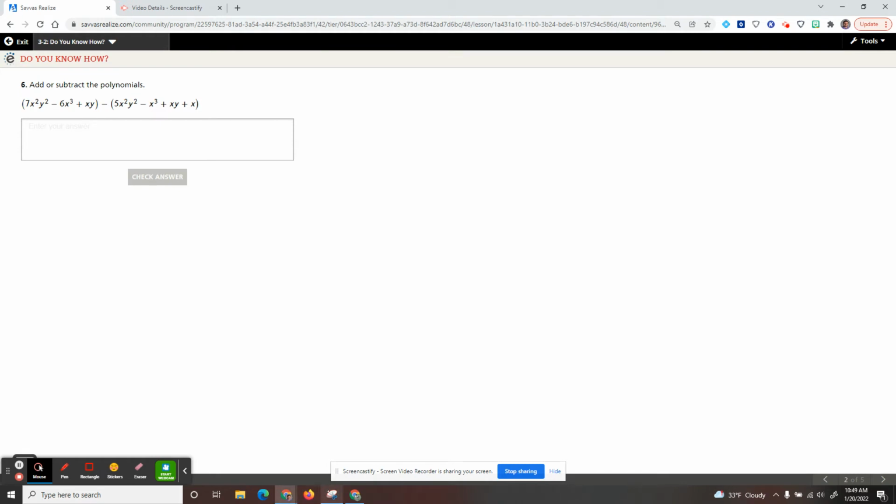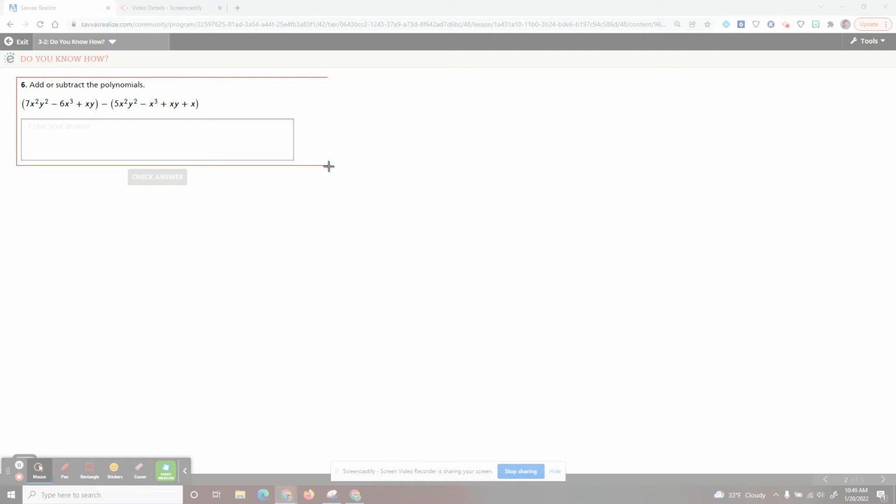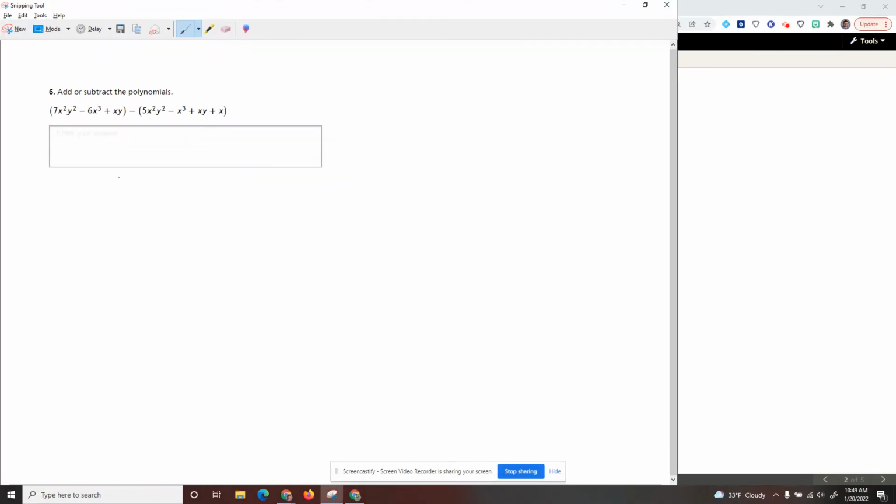All right, we're subtracting, so we're going to distribute the negative sign here. I'm going to rewrite it. Not a step that's totally necessary, but I think it's helpful. I'm going to rewrite it underneath the one that's already there.